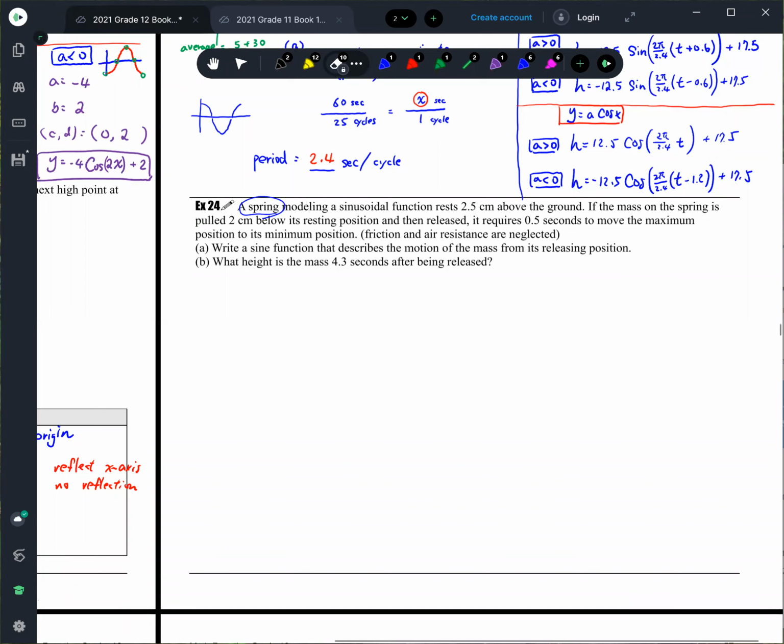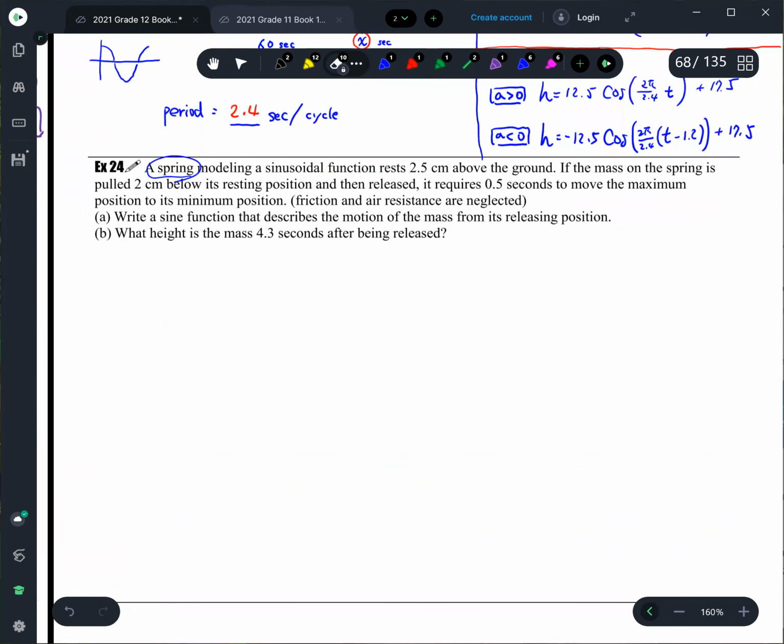All right, so please take a look at question 24. We have a spring modeling a sinusoidal. Sinusoidal is just referring to either sine or cosine. That rests 2.5 centimeter above the ground. If the mass on the spring is pulled 2 cm below its resting position and then released, it requires 0.5 seconds to move to the maximum position.